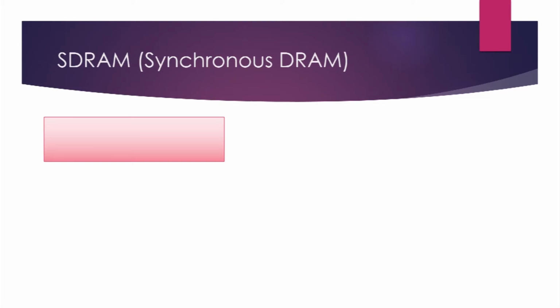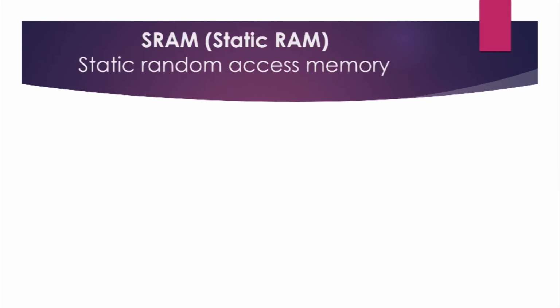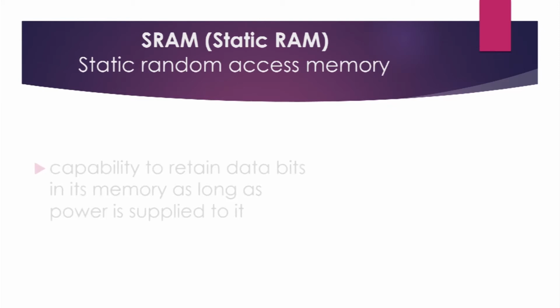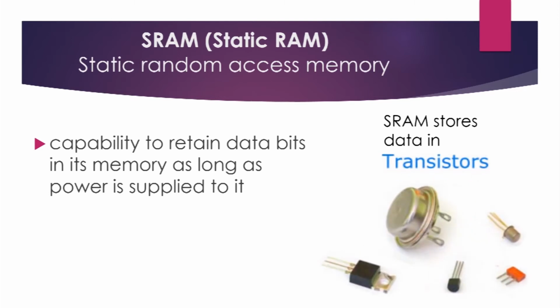SDRAM, synchronous DRAM, is a form of DRAM that is synchronized with the clock of the CPU's system bus. Next, we will look at SRAM, static RAM. Static random access memory is a type of RAM that has the capability to retain data bits in its memory as long as power is supplied to it. Unlike DRAM, SRAM stores data in a transistor, so it does not need to be periodically refreshed.